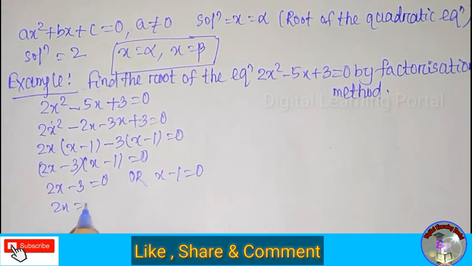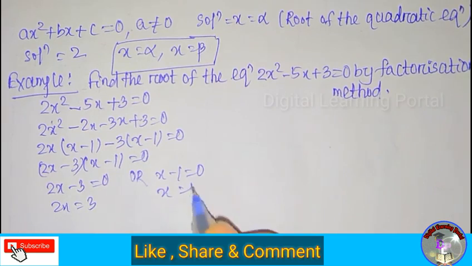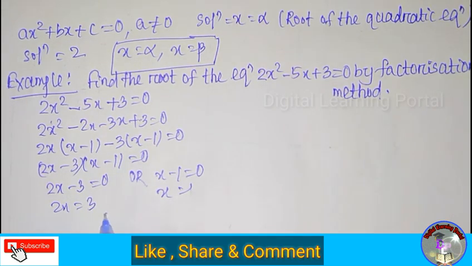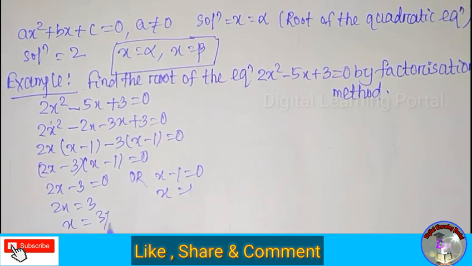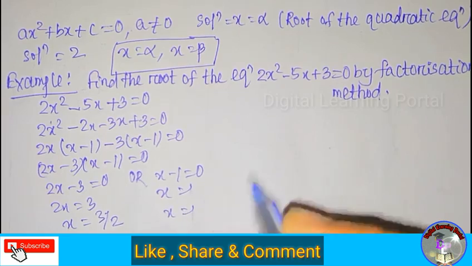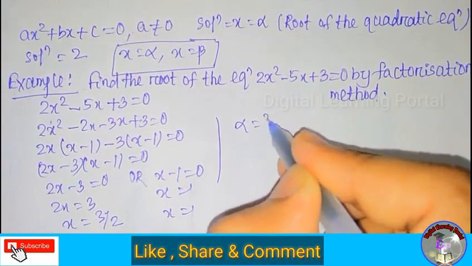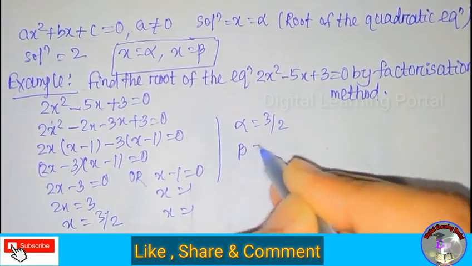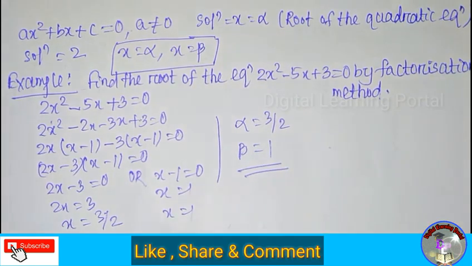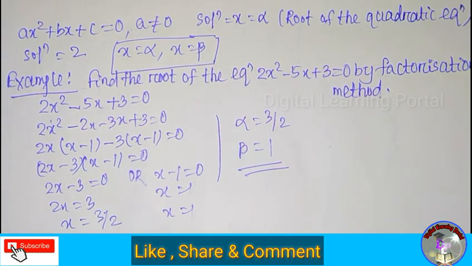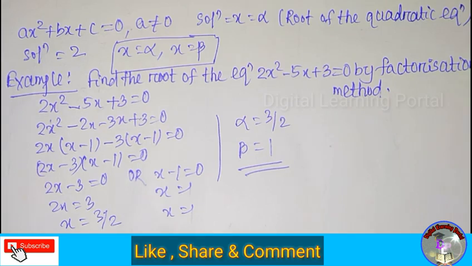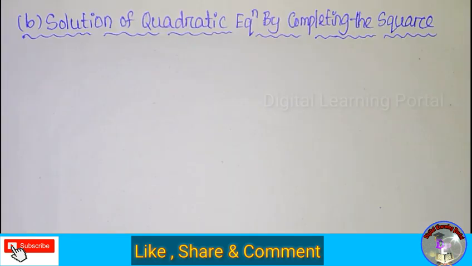Here 2x = 3 and x = 1, and here we can write x = 3/2 and x = 1. Here alpha is equal to 3/2 and beta is equal to 1. This is the solution or roots for the equation 2x² - 5x + 3 by the method of factorization.